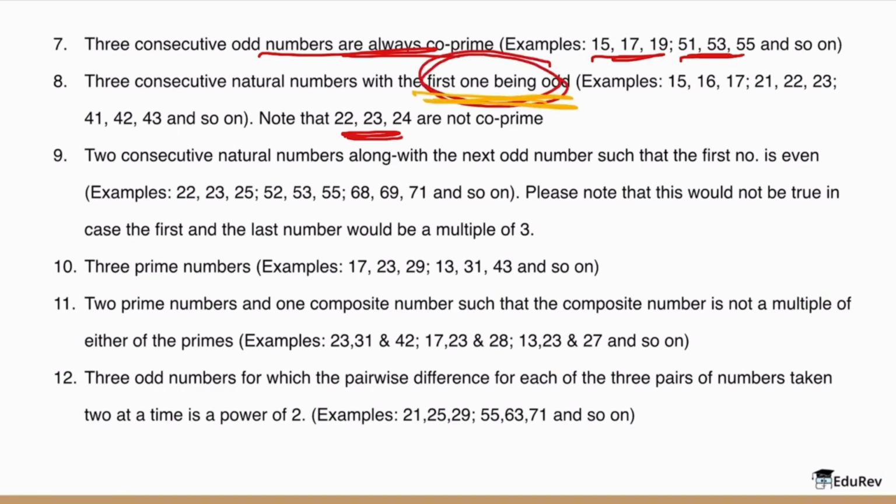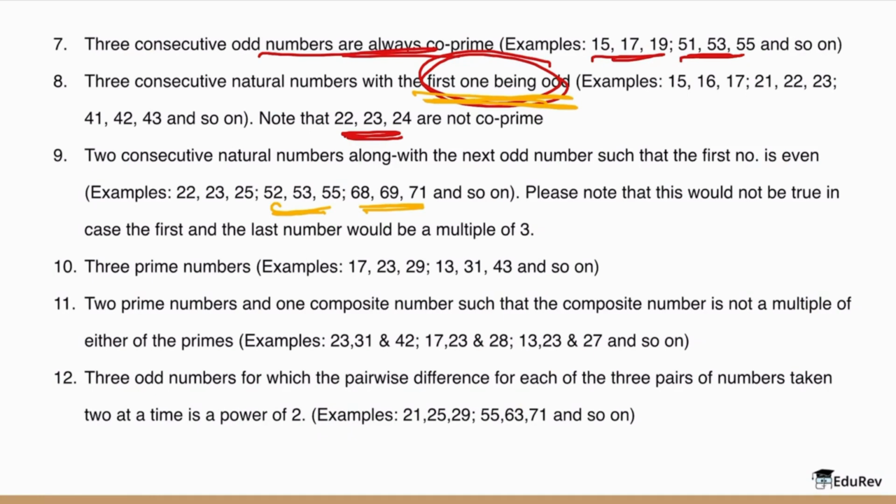Now, two consecutive natural numbers along with the next odd number, such that the first one is even, can be co-prime, like 22, 23 and 25, then 52, 53 and 55, and 68, 69 and 71, and so on. Note that this would not be true in case the first and last number is a multiple of 3, because then 3 would come into them.